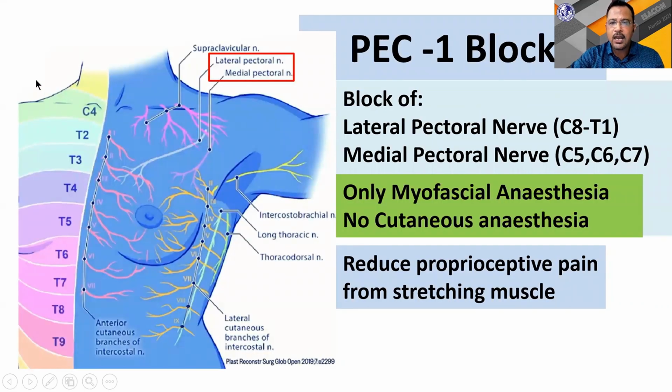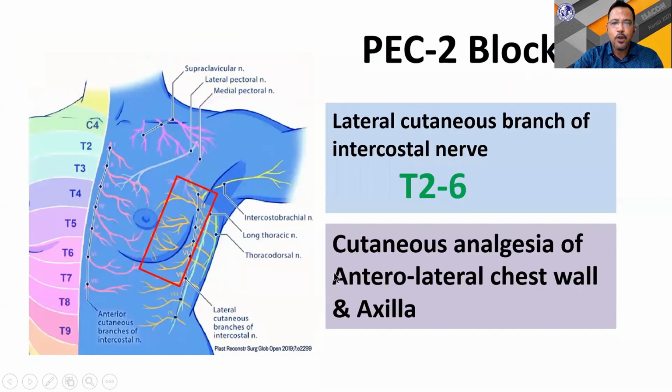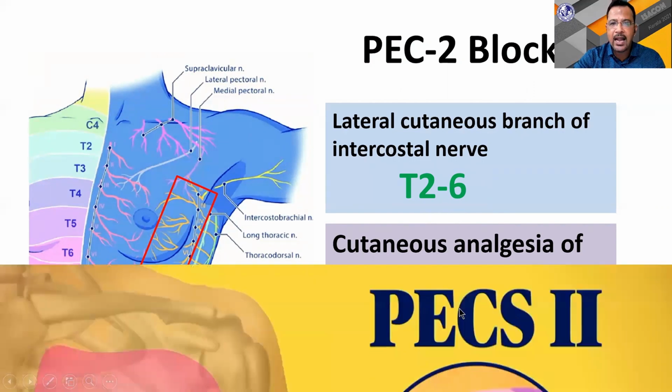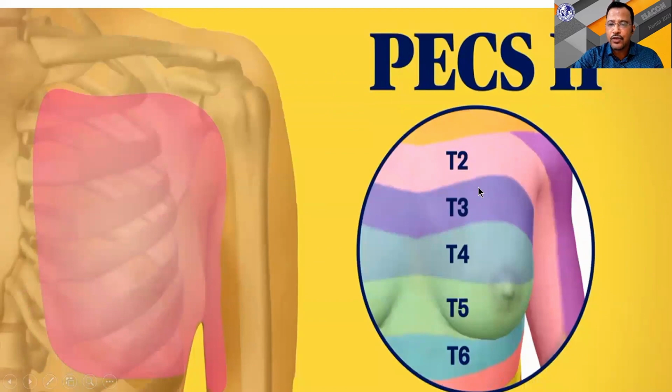So the PEC 1 block mainly blocks the lateral pectoral nerve and the medial pectoral nerve. They give only myofascial anesthesia. There is no cutaneous anesthesia, but it reduces the proprioceptive pain from the stretching of the pectoral muscles during the surgery. The PEC 2 block blocks the lateral cutaneous branch of the intercostal nerve from T2 to T6, and it provides cutaneous analgesia of the anterolateral chest wall and axilla. So this is the dermatome which is covered when you give a PEC 2 block.